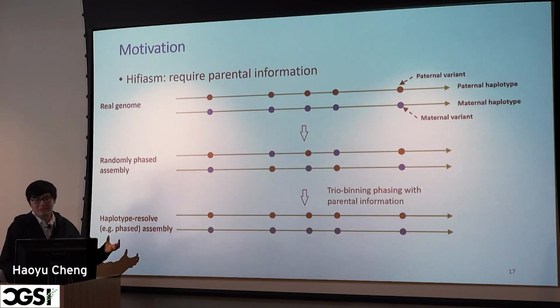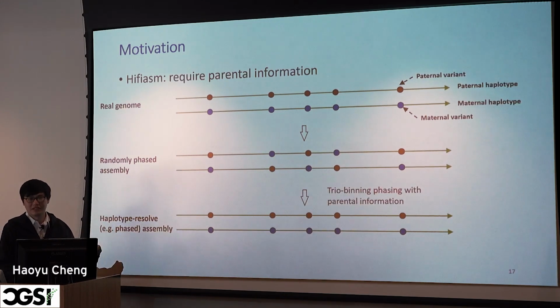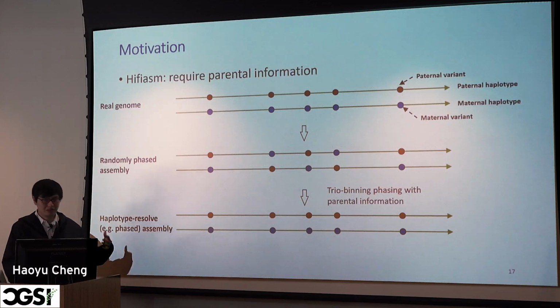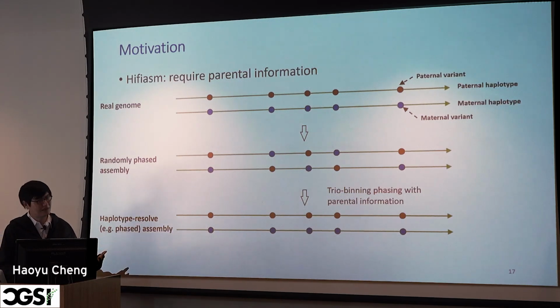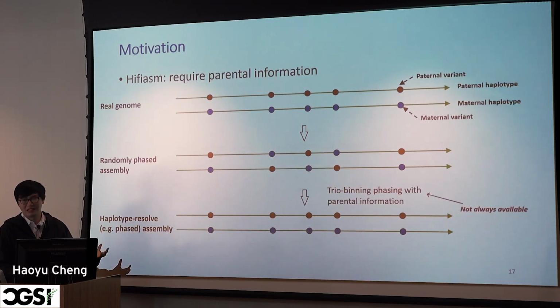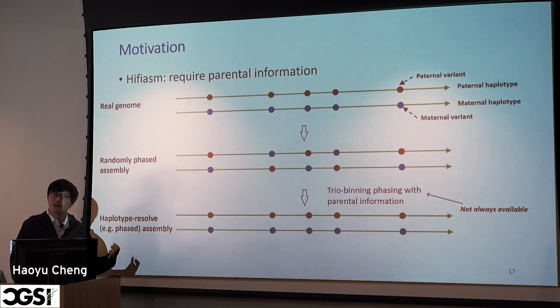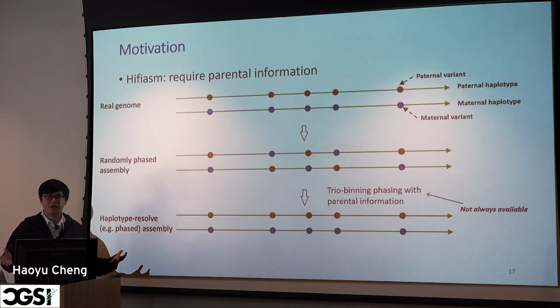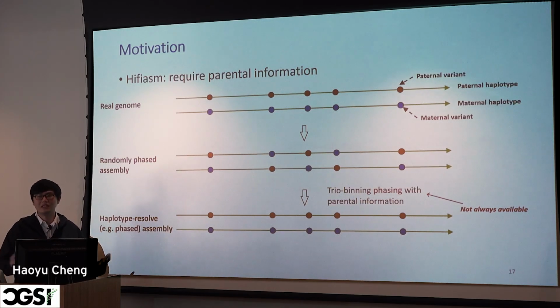Our previous method used trio binning phasing with the parental data to get a chromosome-level phased assembly. But this parental data is not always available, especially in clinical settings or in biodiversity studies, where some animals or plants are just captured from the outdoors, something like that.